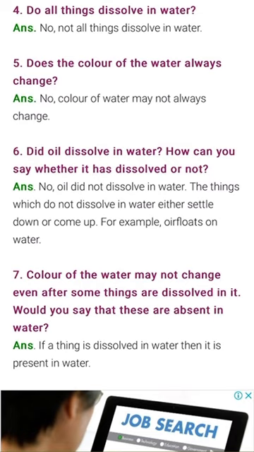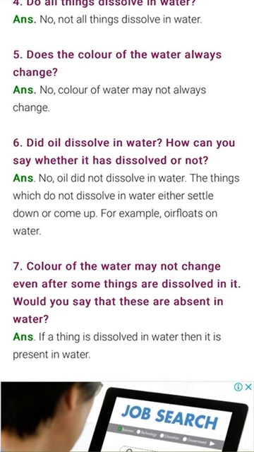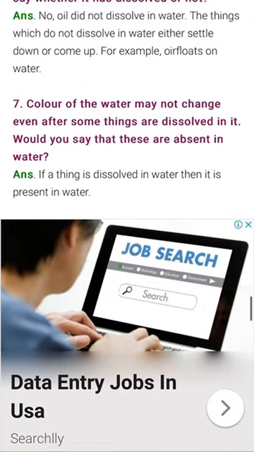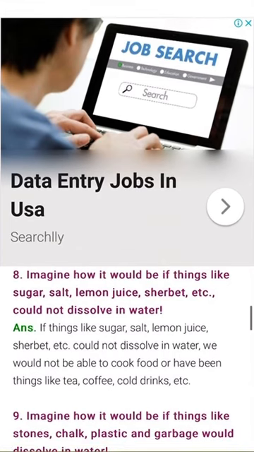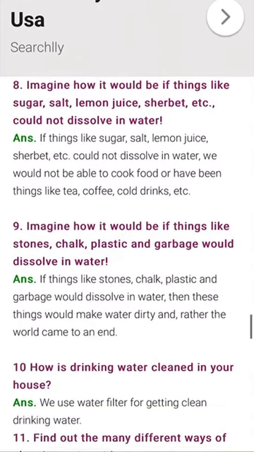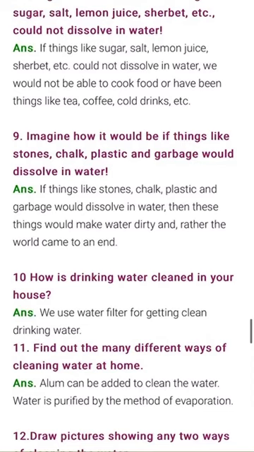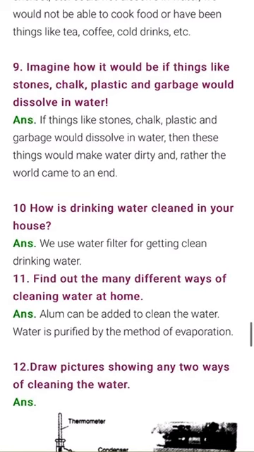8. Imagine how it would be if things like sugar, salt, lemon juice, sherbet, etc., could not dissolve in water. Ans. If things like sugar, salt, lemon juice, sherbet, etc. could not dissolve in water, we would not be able to cook food or have things like tea, coffee, cold drinks, etc. 9. Imagine how it would be if things like stones, chalk, plastic and garbage would dissolve in water. Ans. If things like stones, chalk, plastic and garbage would dissolve in water, then these things would make water dirty and, rather, the world would come to an end.